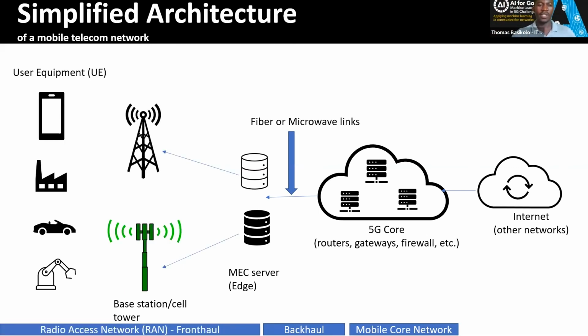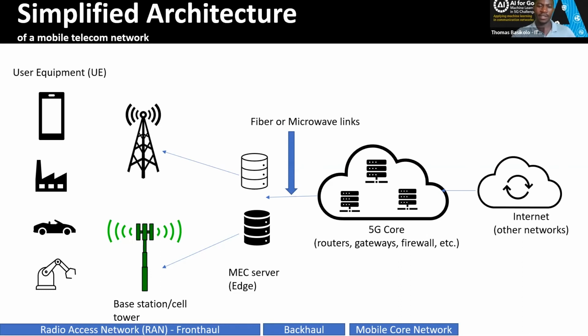And these signals will be sent to the user equipment. So if I'm a user, user equipment could be a smartphone, it could be a smart factory, a connected car, a connected robot, or some robots that are operating in a company or in the manufacturing industry. They can be connected to this mobile communication system. So this is the simplified architecture.